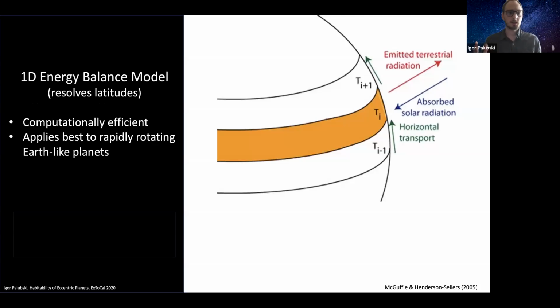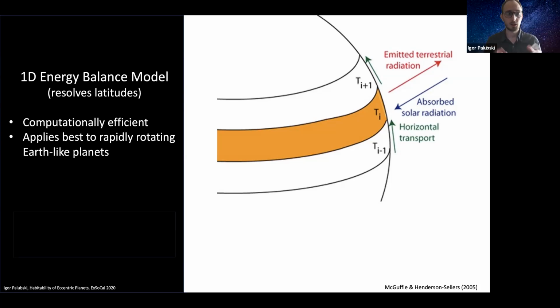So energy balance models are a set of models which balance the absorbed solar or stellar radiation with the emitted terrestrial radiation, which is often also referred to as the outgoing longwave radiation, OLR for short, together with the horizontal heat transport. At least that's the core idea of these models.